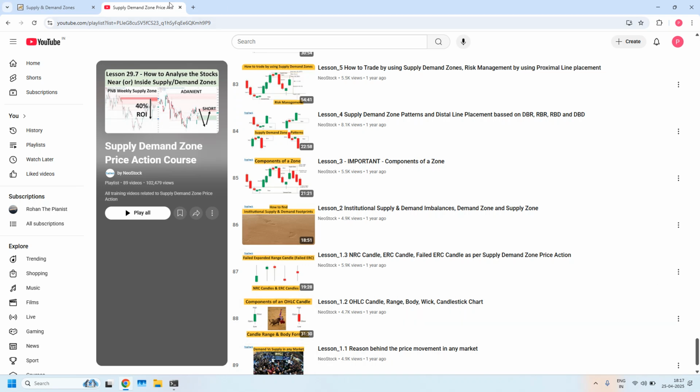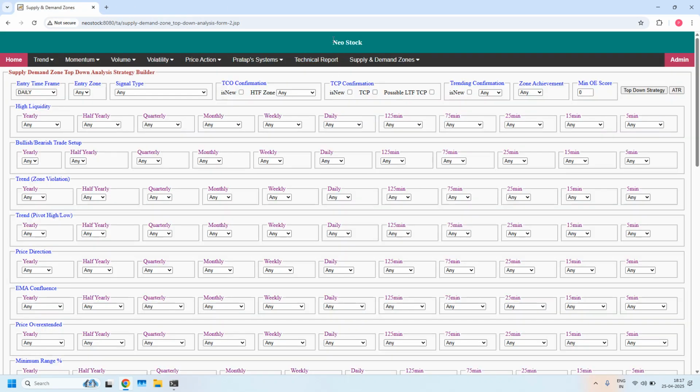Okay, now I am going to the NeoStock Software Supply Demand Zone Top-Down Analysis Strategy Builder. Here I am going to find the stocks near demand and supply zones for different time frames. Also, I will generate stocks whose price closed inside the demand and supply zones for daily and above time frames.